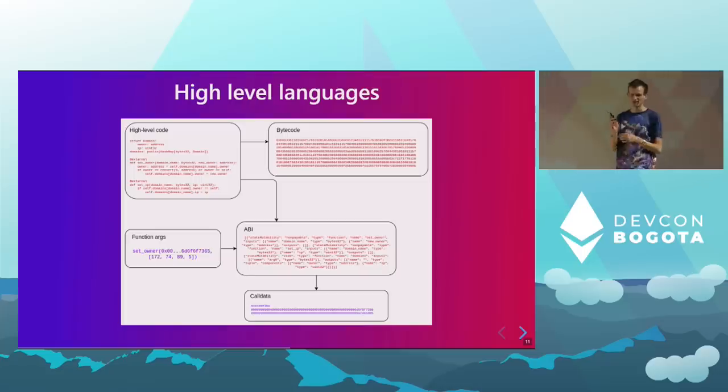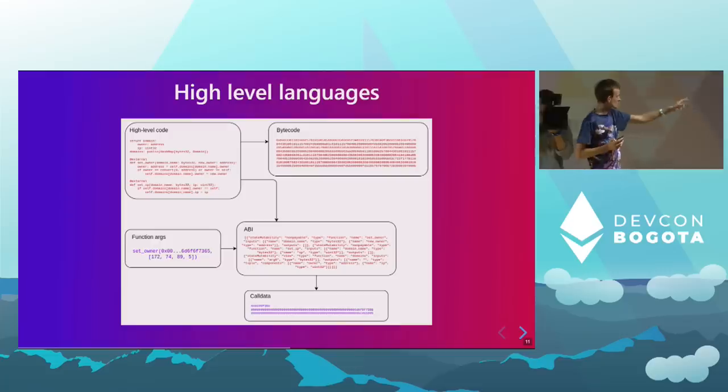ABI stands for Application Binary Interface. It's basically the way to encode particular requests, things that users want to do, like users' attempts to call particular functions in the contract, into a set of bytes, right? So in this case, if you call set owner with a particular address, actually this should be set IP, I put an IP in, that's a bit of a mistake, right? Then you could use the ABI and convert that into some call data. And the call data is what actually gets into the transaction, right?